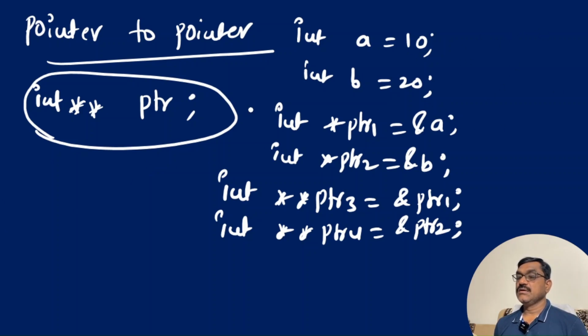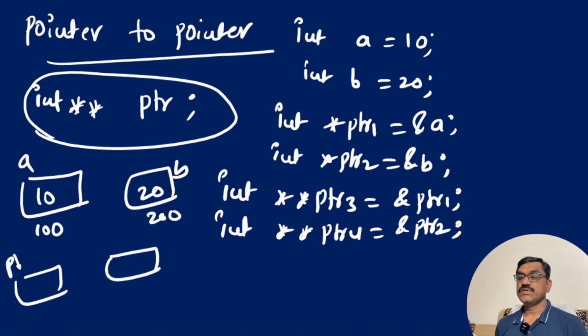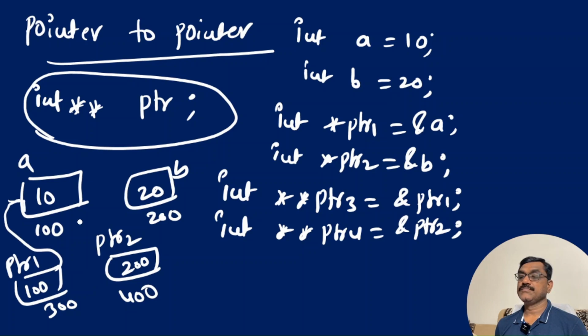See here, this is a and this is b. The a value is 10 and the b value is 20. Every memory location has its own address: 100, and assume this is 200. Now ptr1 is another pointer variable, and this is ptr2. ptr1 equals ampersand a, that means it contains 100. ptr2 equals ampersand of b, that means it is 200. And these have their own addresses, 300, and assume this is 400. Now ptr1 is the pointer to a and ptr2 is the pointer to b, right?